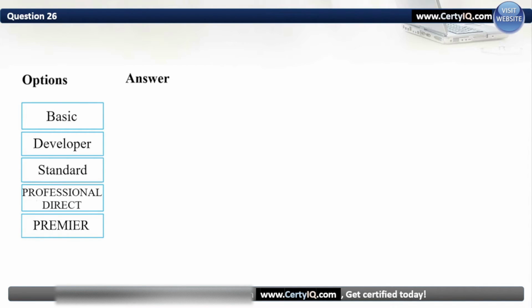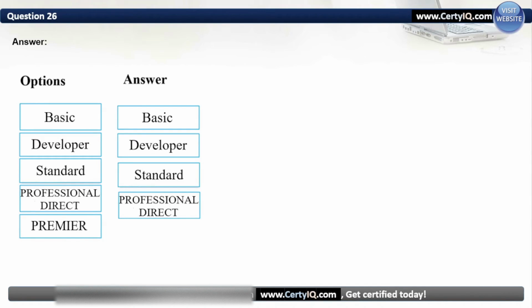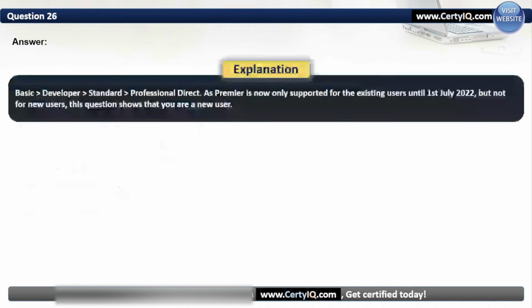The options provided to us are Basic, Developer, Standard, Professional Direct, and Premier. The correct options are Basic, Developer, Standard, and Professional Direct. Basic is at the top with Professional Direct at the bottom, as Premier is now only supported for the existing users until 1st July 2022, but not for new users. This question shows that you are a new user.